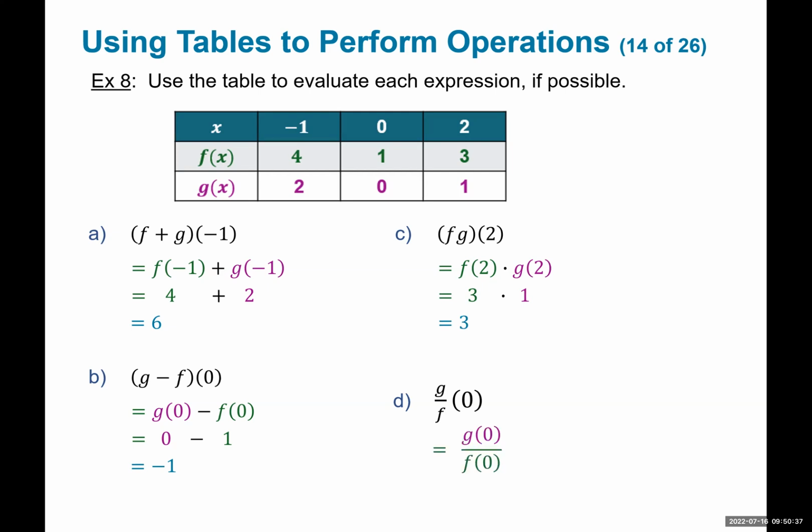g divided by f of 0. So g of 0 is 0. f of 0 is 1. So 0 divided by 1 is 0. 0 divided by anything is 0. Now, if you try to divide by 0, you're undefined. Okay.